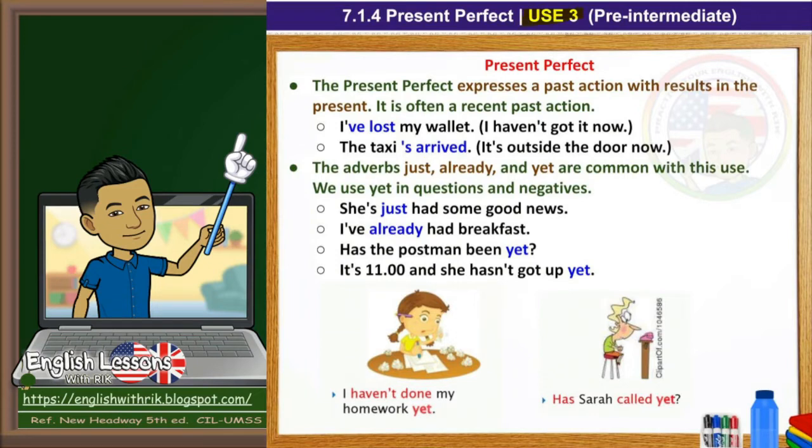The present perfect expresses a past action with results in the present. It is often a recent past action. I've lost my wallet. The taxi's arrived. The adverbs just, already, and yet are common with this use. We use yet in questions and negatives. She's just had some good news. I've already had breakfast. Has the postman been yet? It's 11 o'clock and she hasn't got up yet.